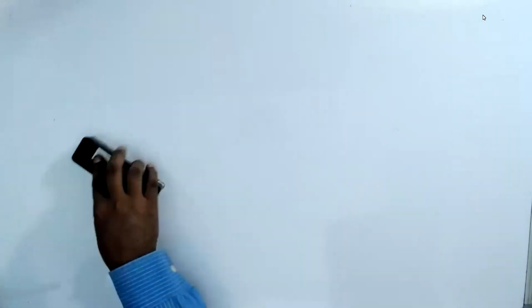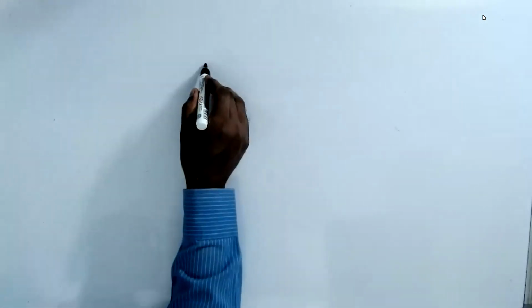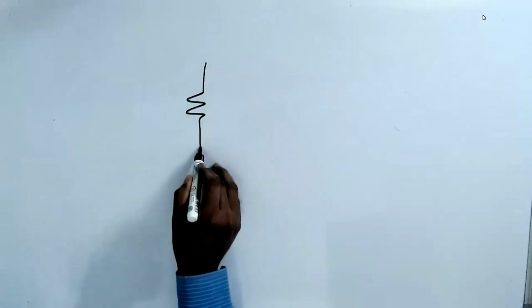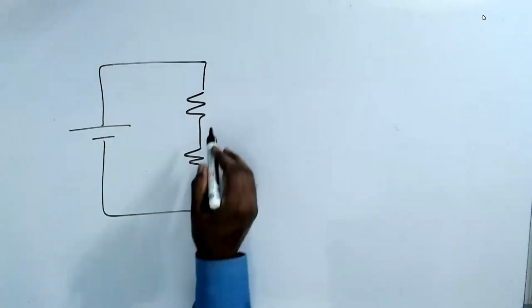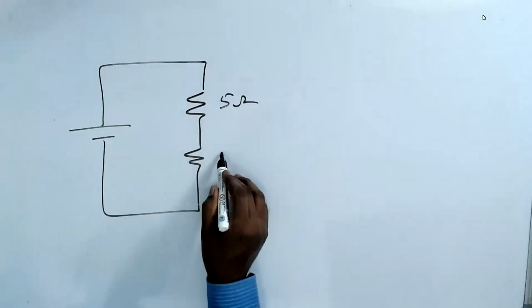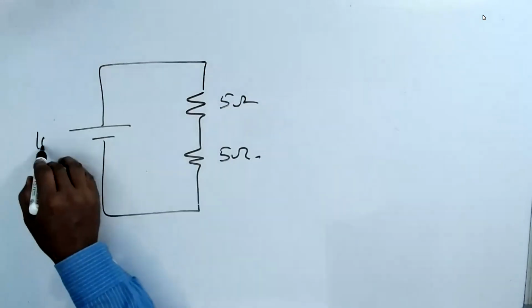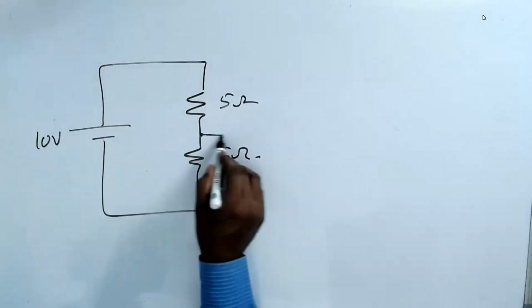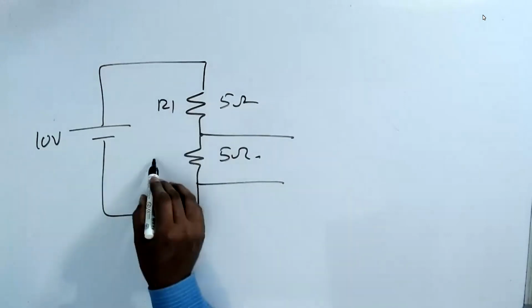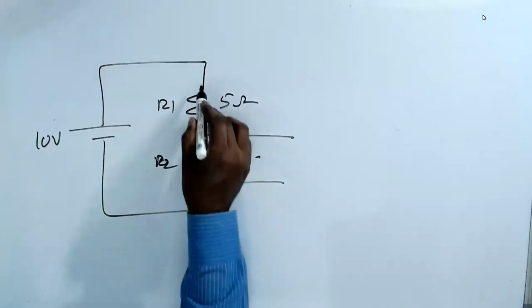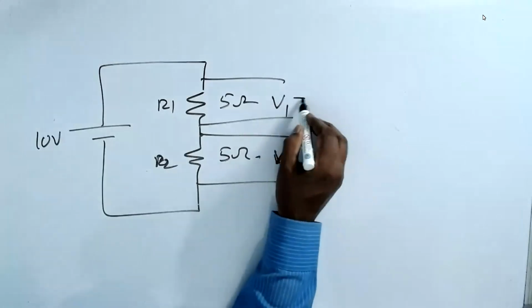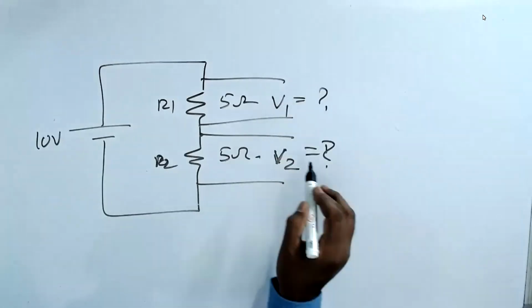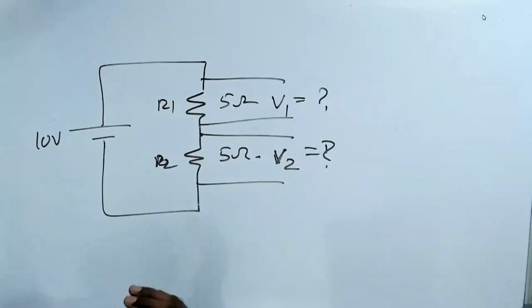Now let us solve some problems. Then you will know that. If you are able to solve this problem, then you are great. I connect two resistors in series. One is 5 ohm, another is 5 ohm. I apply here 10 volts. This is R1 and R2. This is V1 and V2. So what is V1? What is V2? You should be able to solve the problem in maximum 2 seconds.